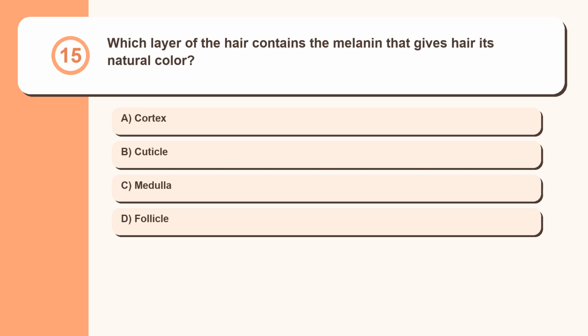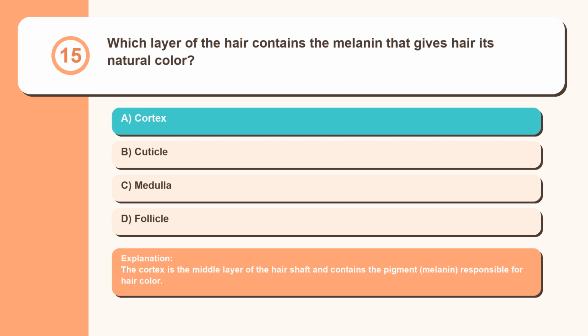Question 15. Which layer of the hair contains the melanin that gives hair its natural color? Cortex, cuticle, medulla, follicle. The cortex is the middle layer of the hair shaft and contains the pigment, melanin, responsible for hair color.